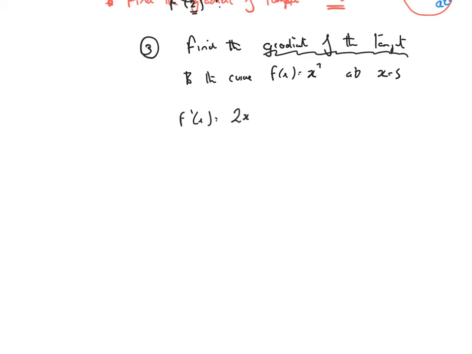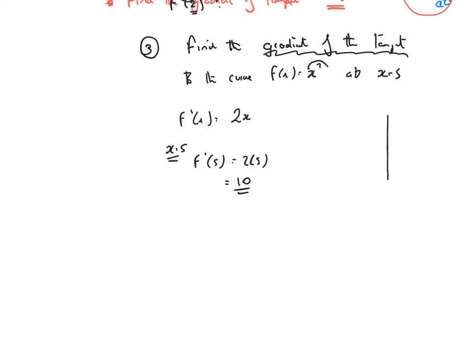Okay, so that's going to give me 2x, and then I want to know what's happening at x equals 5. So what do I do? I sub in 5. F dash 5 equals 2 lots of 5, and that means the answer's 10. Now, let's have a wee think. What does that answer actually mean?